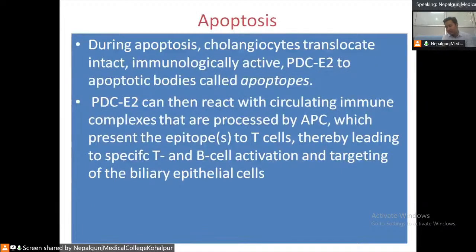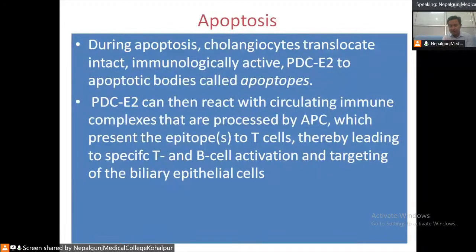Now, another piece of evidence is apoptosis. Apoptosis is programmed cell death. During apoptosis, cholangiocytes, like hepatocytes, translocate intact, immunologically active PDC-E2. PDC-E2, pyruvate dehydrogenase complex E2, is a mitochondrial antigen. The antibody against this antigen is the anti-mitochondrial antibody, that is, the anti-PDC-E2 antibody.